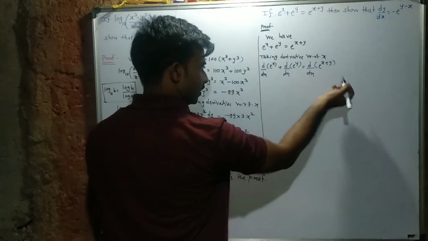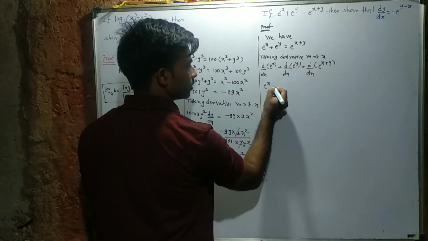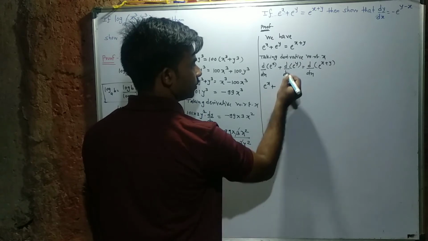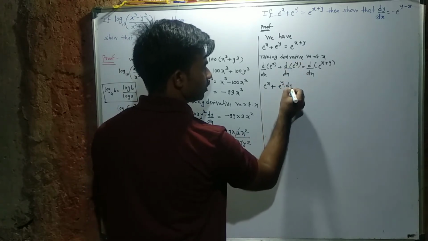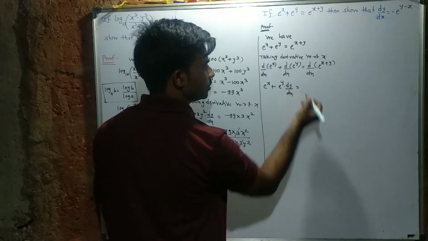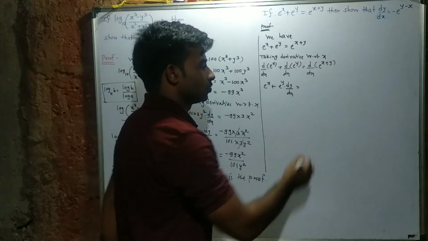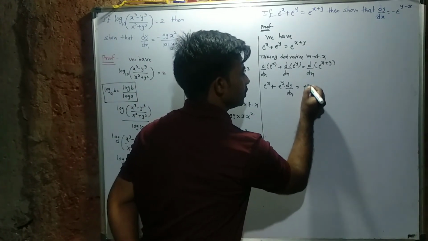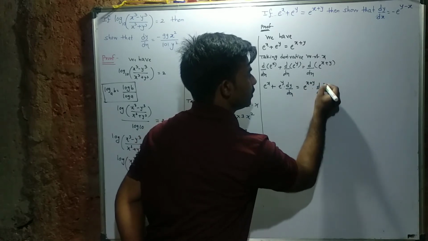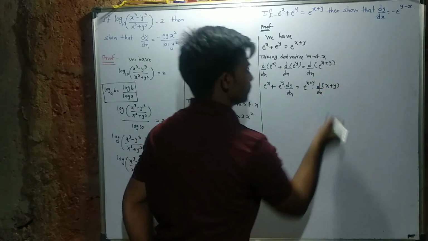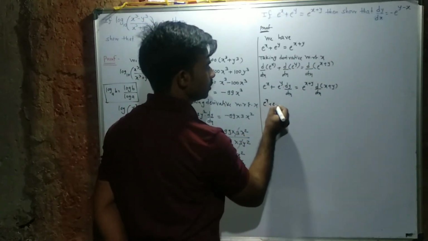Then we have to find out the derivative with respect to x. e raised to x having the derivative e raised to x, plus e raised to y having the derivative e raised to y first, and derivative of y is nothing but dy by dx, and is equal to e raised to x plus y. Now derivative of e raised to x plus y is nothing but first of all e raised to x plus y is taken, and then derivative of x plus y.